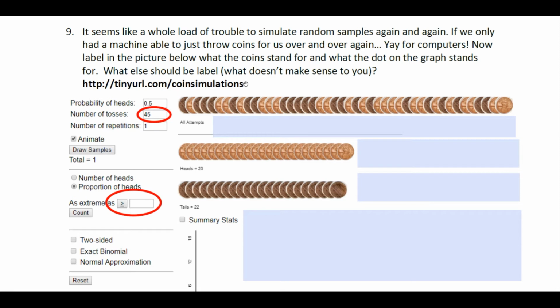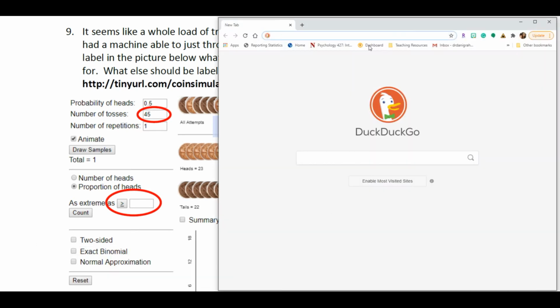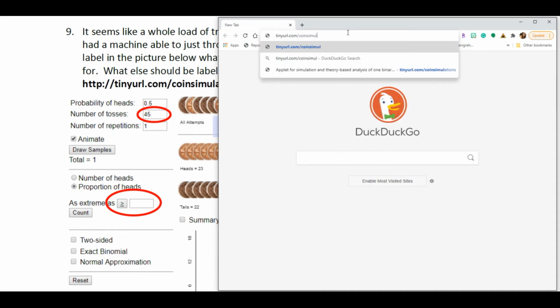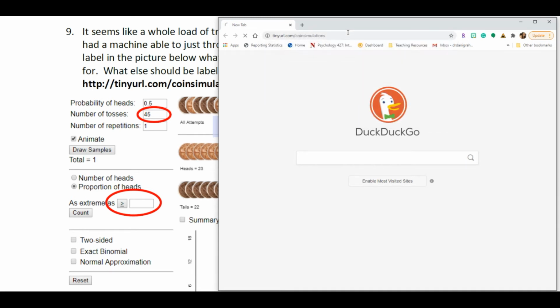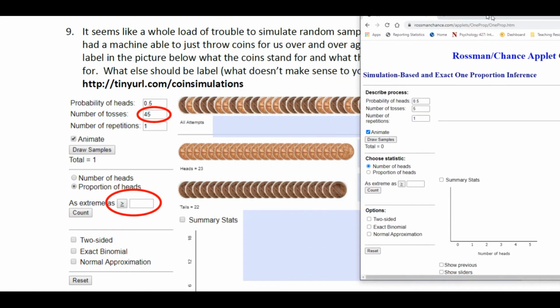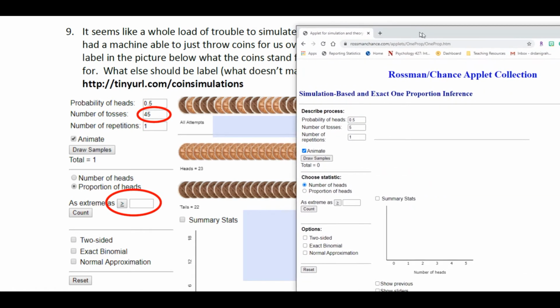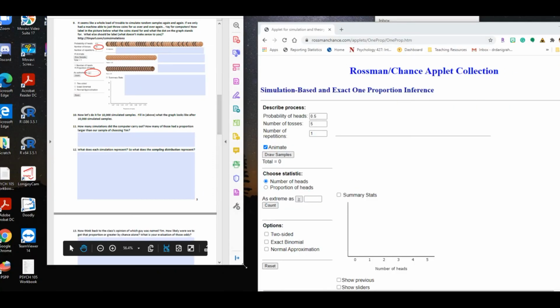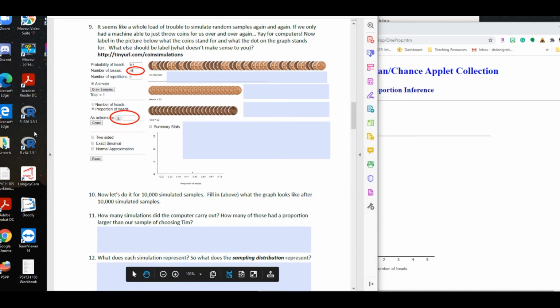So we're going to use this website, tinyurl.com/coinsimulations. Let me pull that up. tinyurl.com/coinsimulations, and it's going to redirect us to this website. So you notice this looks kind of like what we've got. Let's see if I can make this a little easier for us to see both at the same time.